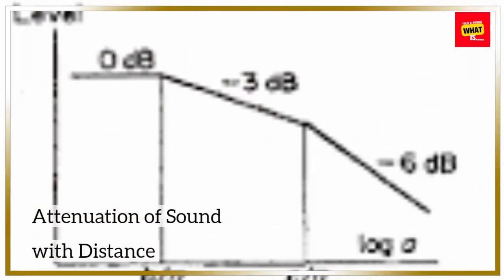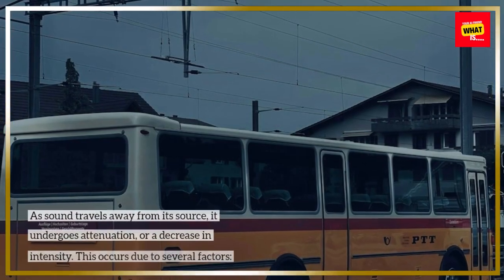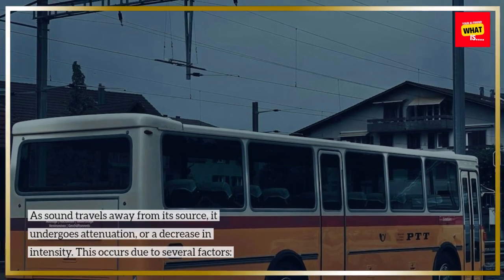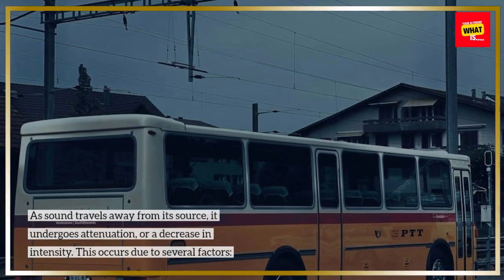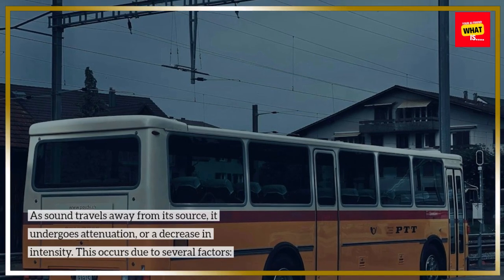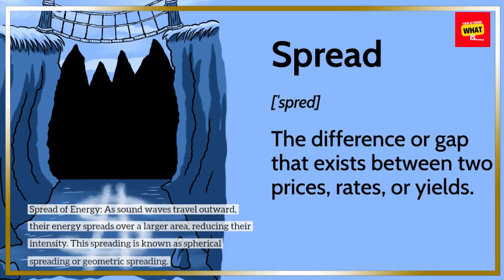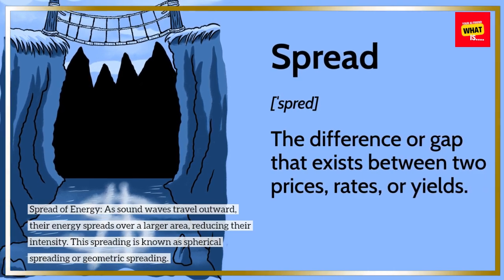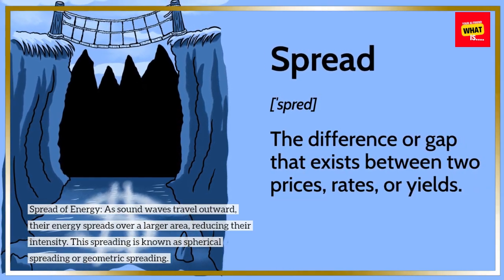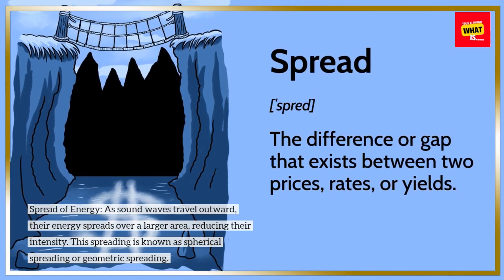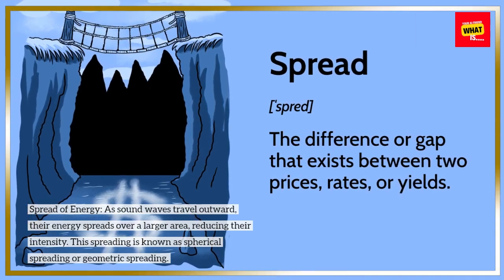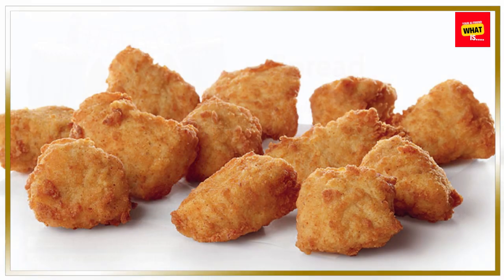Attenuation of sound with distance. As sound travels away from its source, it undergoes attenuation, or a decrease in intensity. This occurs due to several factors. Spread of energy. As sound waves travel outward, their energy spreads over a larger area, reducing their intensity. This spreading is known as spherical spreading or geometric spreading.